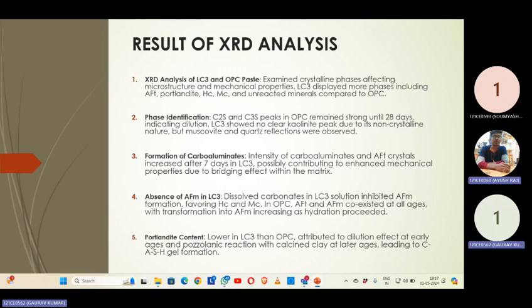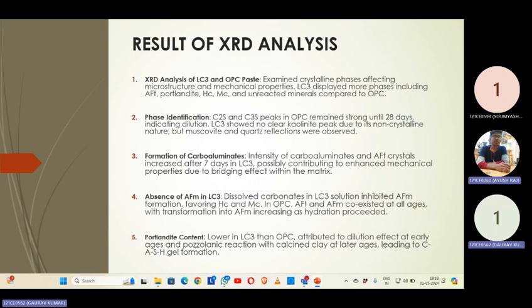Third point is formation of carboaluminates. Intensity of carboaluminates and ettringite crystals increased after 7 days in LC3, possibly contributing to enhanced mechanical properties due to a bridging effect with the matrix. Fourth point is absence of AFm in LC3. Dissolved carbonates in LC3 solution inhibit AFm formation, favoring Hc and Mc.